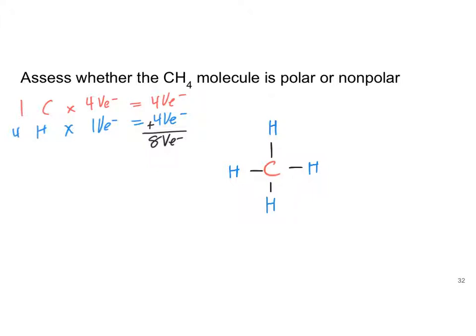So now I need to assess a couple of things. I know that I have carbon and hydrogen. I have 4 bonds, and when I assess the electronegativity difference, I have 2.5 minus 2.1, which gives me an electronegativity difference of 0.4. So that tells me that all of my bonds are nonpolar.